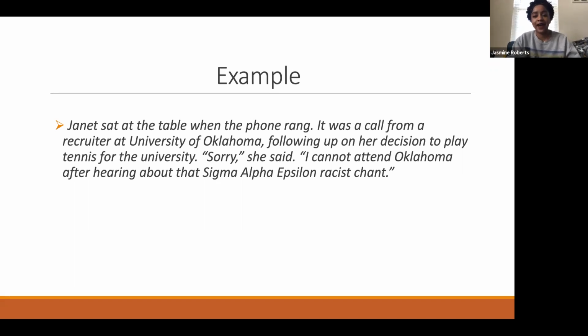Anyways, so yes, you guys are right. Anecdotal leads, very good. This is an anecdotal lead, and that's because again, it's talking about a specific situation where this person, Janet, is discussing this specific situation. Excellent.